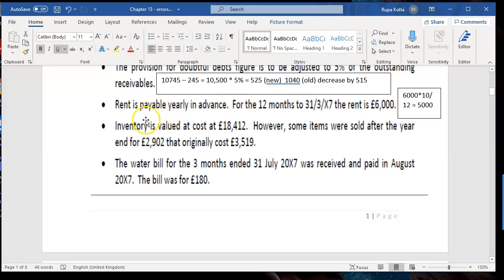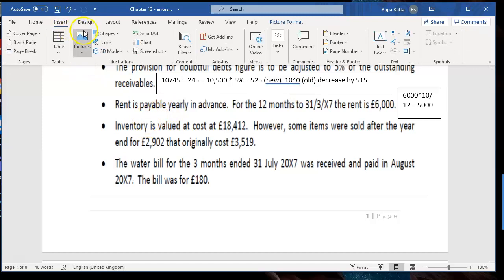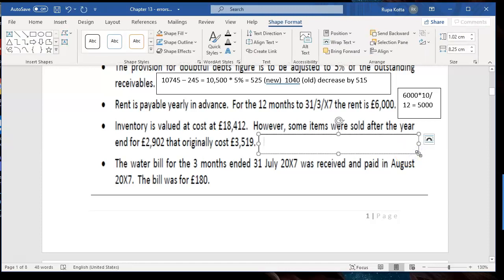Inventory is valued at 18,412. Sorry, let me just put the box for the calculations here. Inventory is nothing but your closing inventory. However, items were sold after the year end for 2,902 that originally only cost 3,519. So some goods which were costing 3,519 have now only been sold for 2,902.